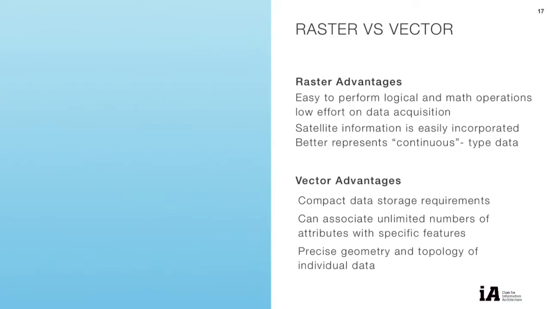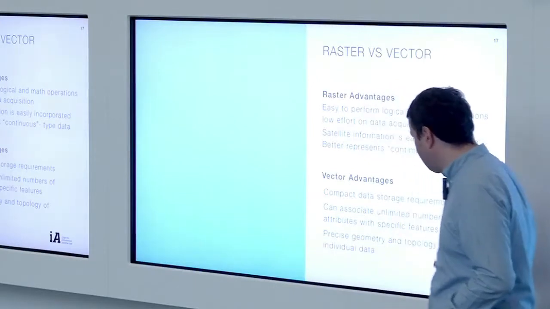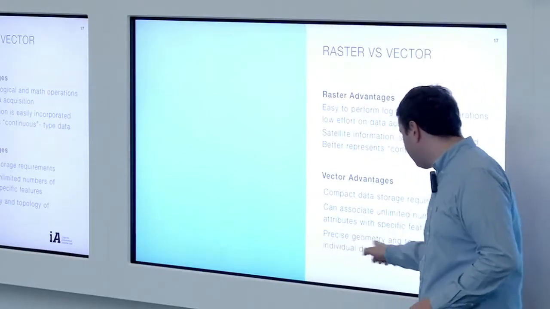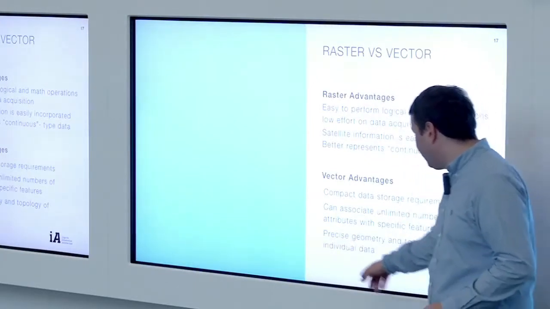Yes, you can associate unlimited numbers of attributes with specific features. Specific features are, for instance, the number of households per address. An address could be like a parcel. You have it connected: income, energy use, everything you can just attach. And what is very fantastic for planning is that you can do different kinds of analysis there. You have a precise geometry and topology of individual data.